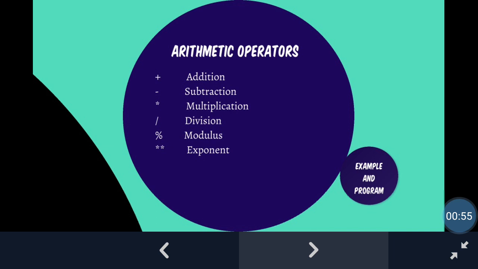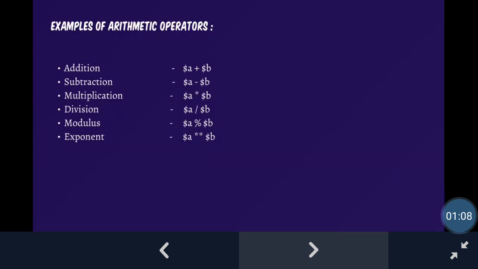Next is modulus. It returns the remainder of the first operand divided by the second one. And the last one is exponent, which returns the first operand raised to the power of the second operand. Let us see the example and program. First is the example of arithmetic operators.